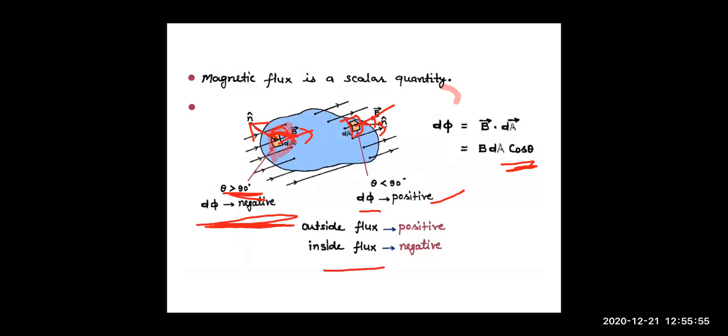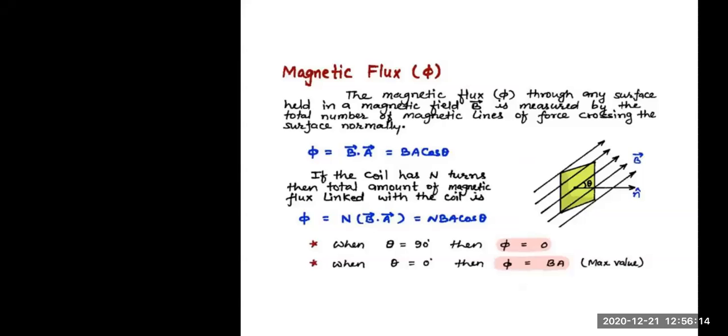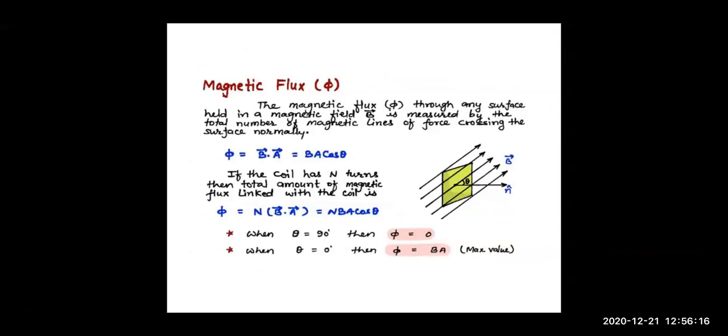So children, we can summarize that when the magnetic field lines are coming inside, the flux will be negative, and the magnetic flux going outside will be positive. So magnetic flux is a scalar quantity. It does not have any direction, but it can be positive or negative. So magnetic flux φ is equal to B dot A, that is BA cos theta. This is for one turn, for one coil.